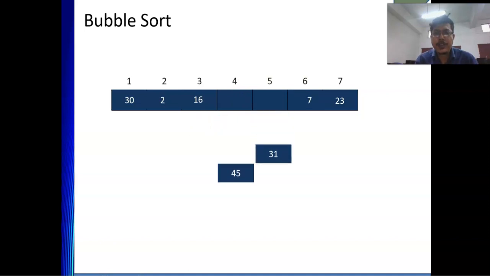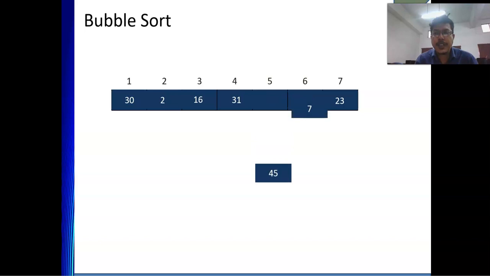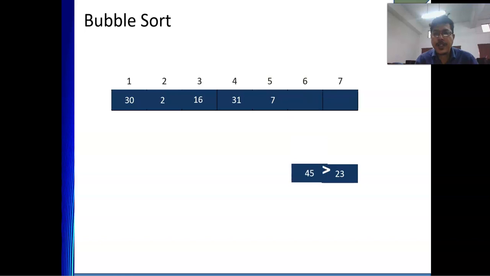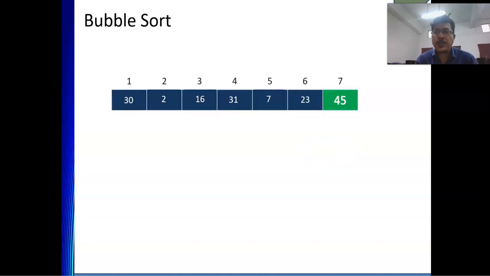45 and 31, yes, again we are shifting it. Next 45, then we have 7. 45 greater than 7, yes, just swapping it. 45 and then 23, greater, yes, then we swap. Now I get the largest element at the end. This is the end of pass 1.